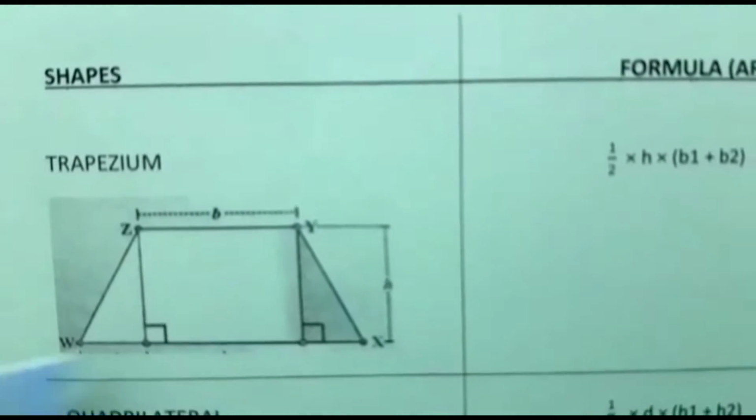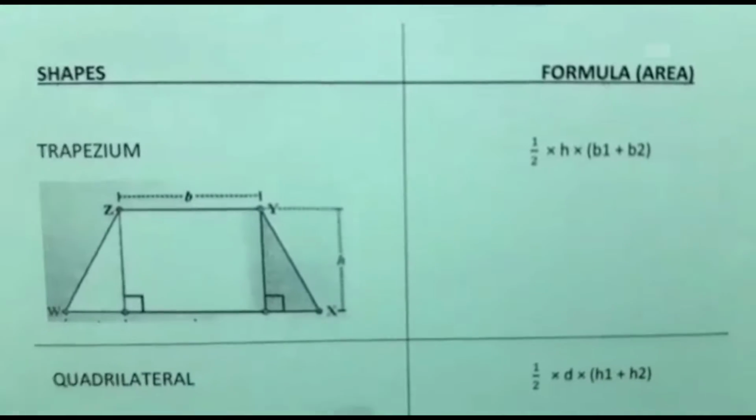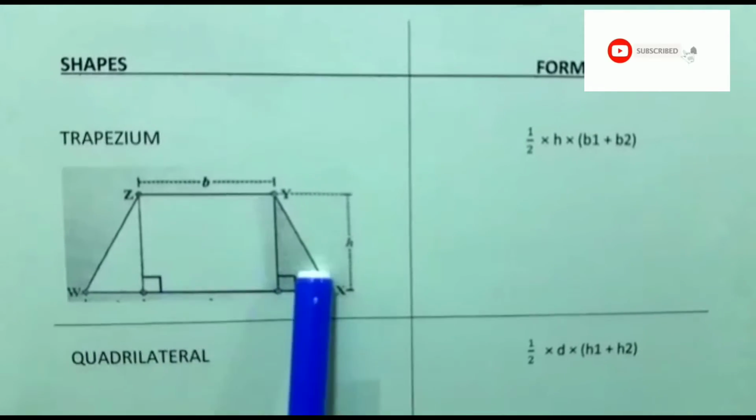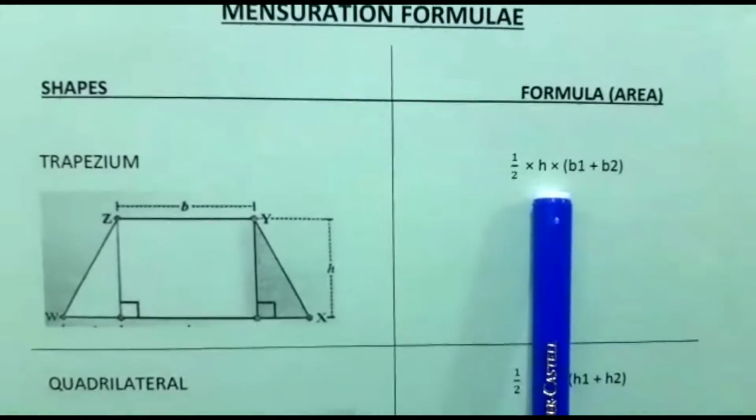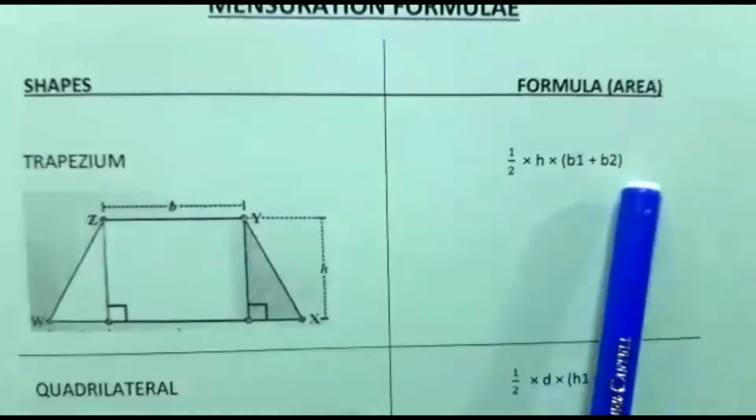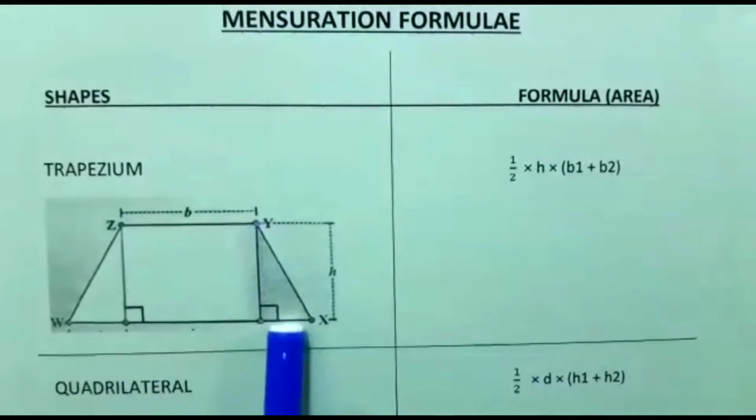Height is between the parallel sides. So these are the areas of the two triangles and the rectangle, and if you simplify, commonly we can say half into h, the perpendicular height, multiplied by b1 plus b2. b1 and b2 are the parallel sides.